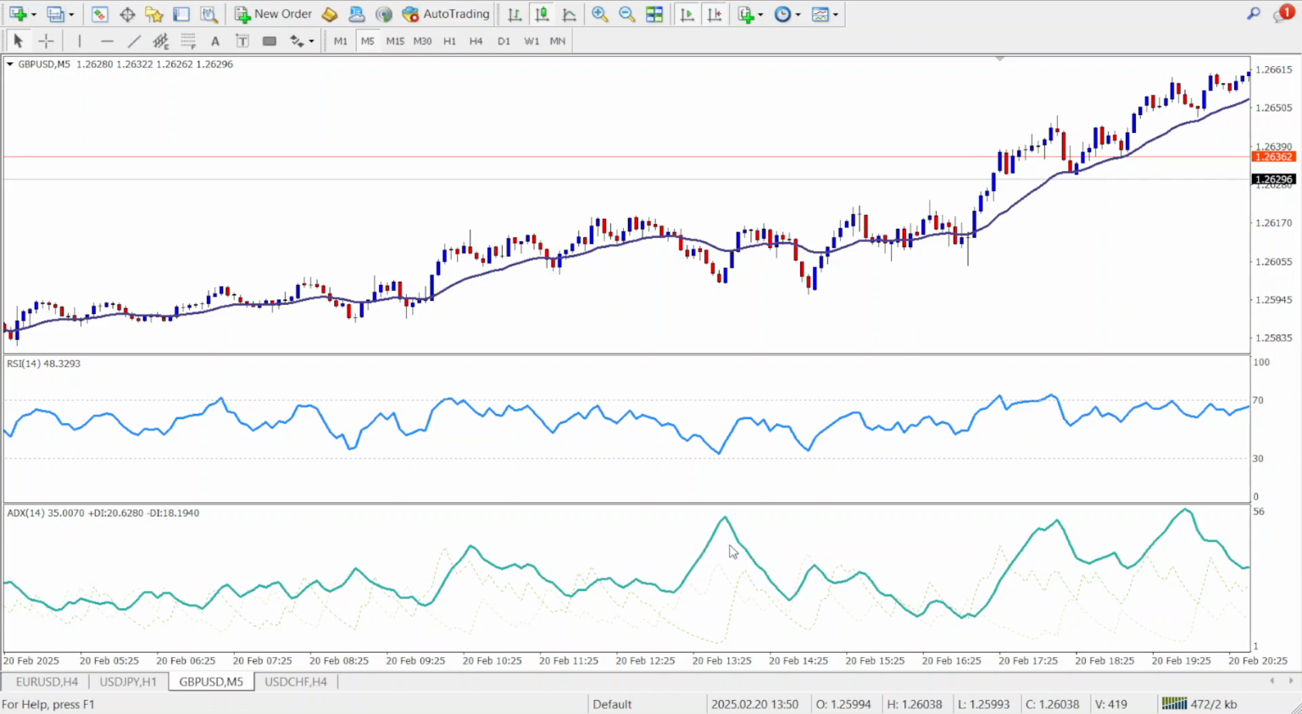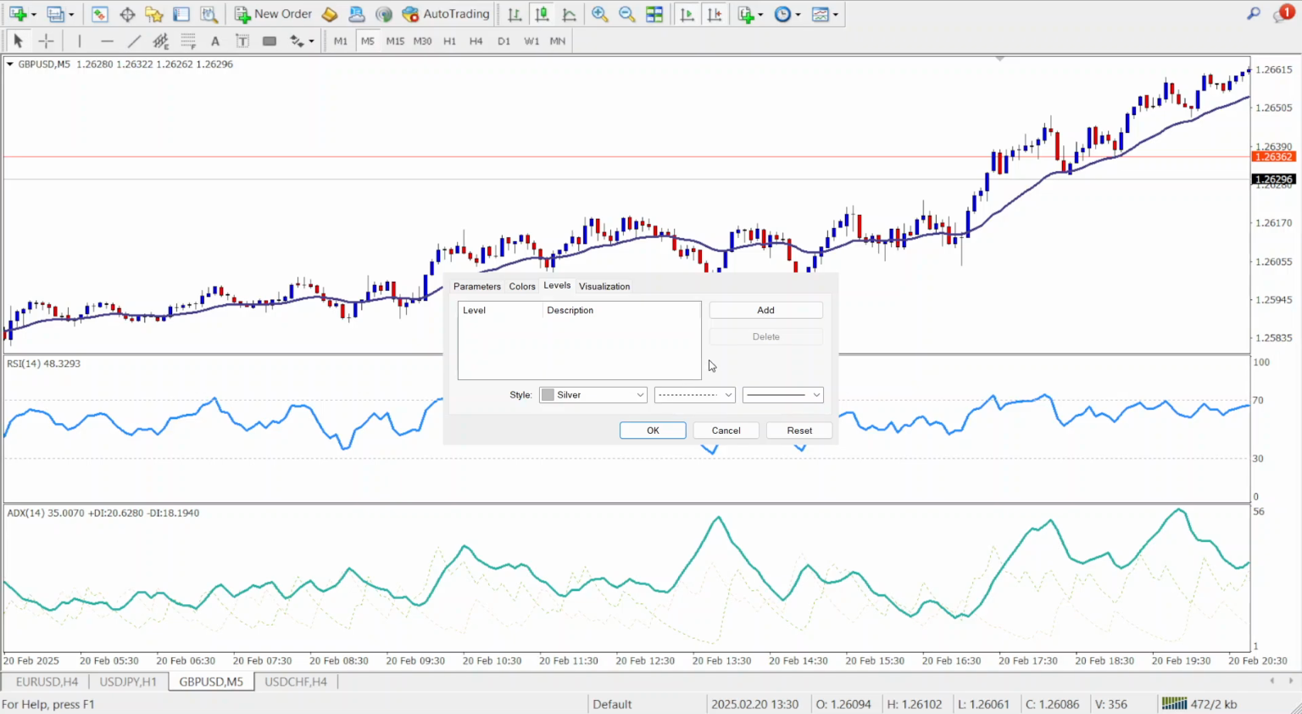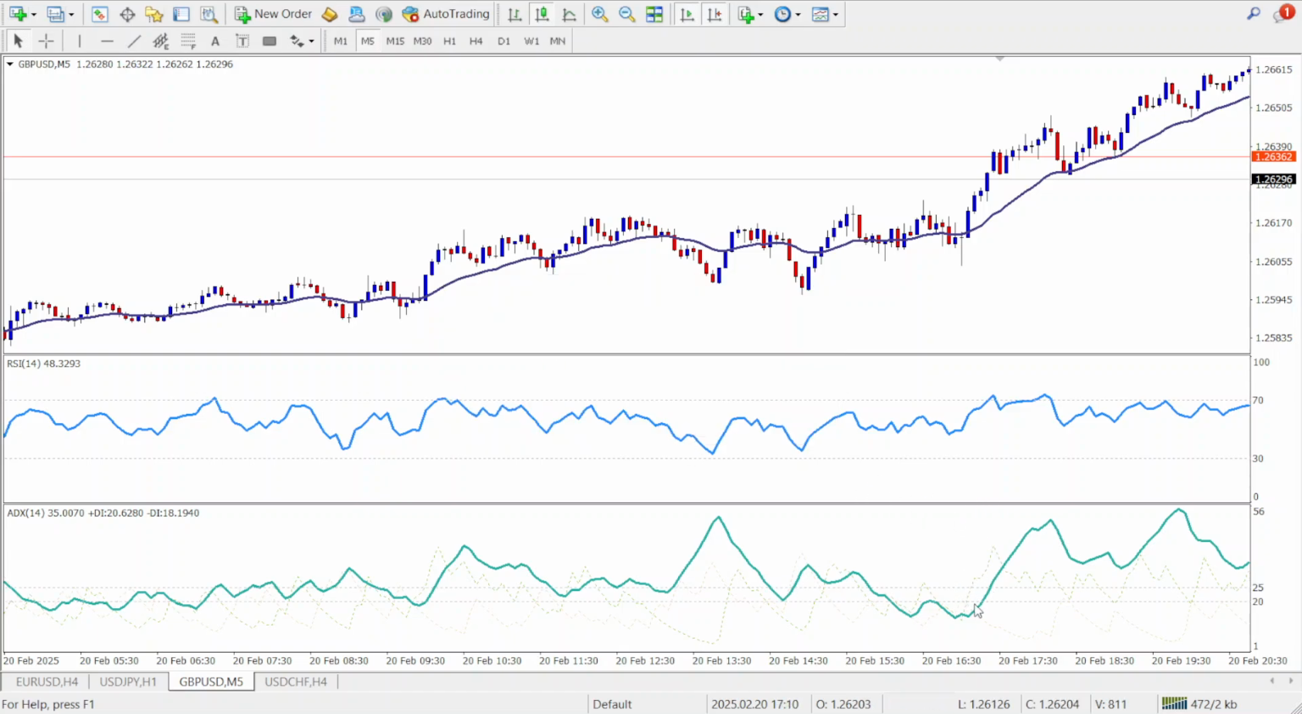If the ADX is above, let's just add the price levels that we're going to be using. So you can just add the 25 and the 20 price levels.